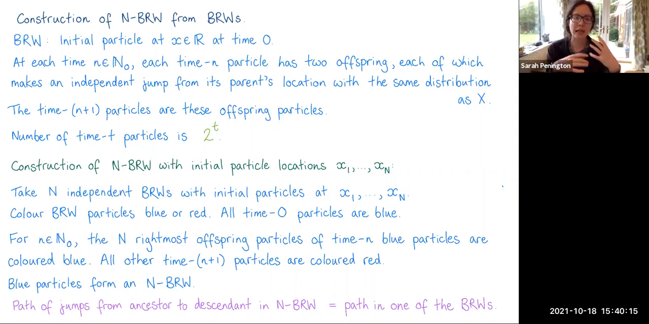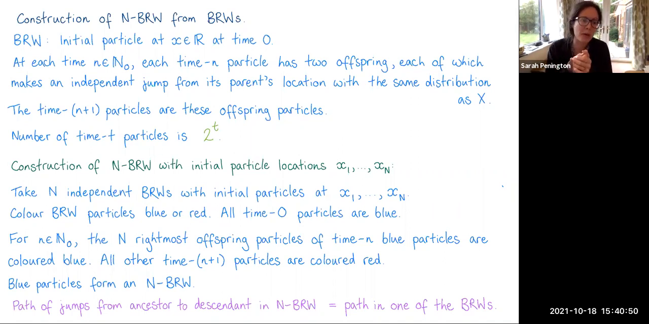And then we're going to color the particles in an inductive way. So for each non-negative integer little n, the capital N rightmost offspring particles of time little n blue particles are colored blue, and all other time n plus 1 particles are colored red. So in particular, all the offspring of red particles are colored red. And for the offspring of blue particles, only the n rightmost are colored blue and the others are colored red.